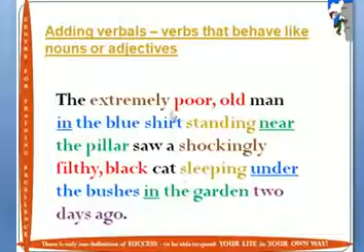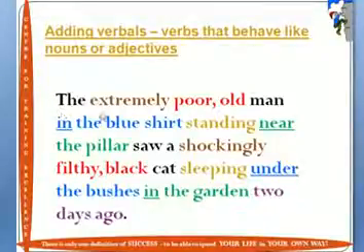Here, we have added verbals to the sentence. The first verbal is standing and the second verbal is sleeping. But our main sentence is the man saw a cat. And the verb of this sentence is saw. Now let us read the sentence.